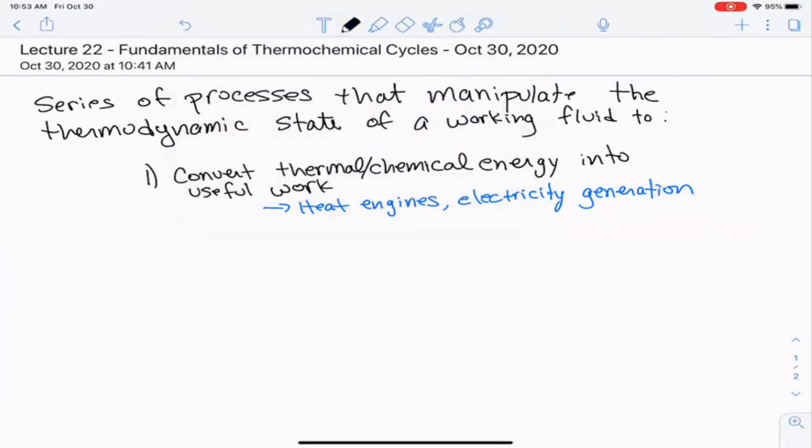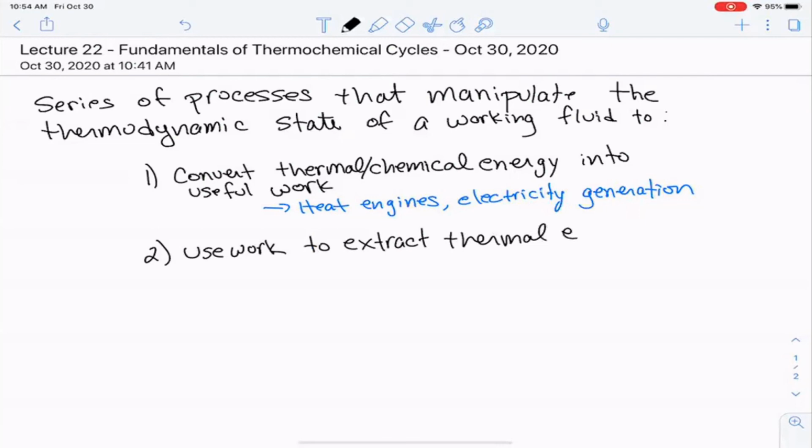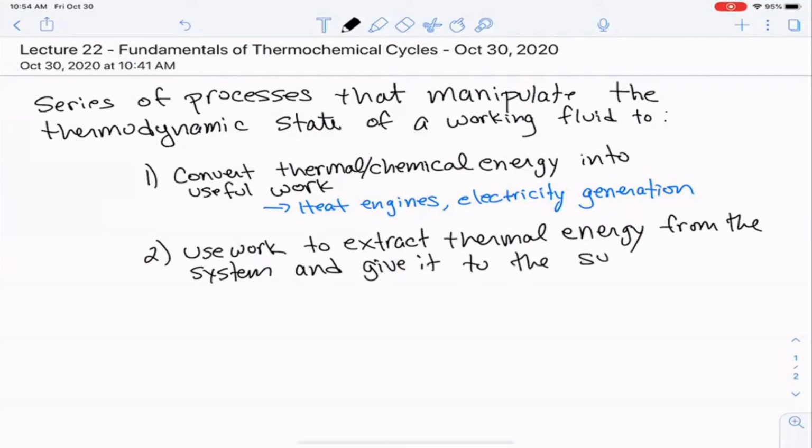The second thing that we can do, right? We either can convert thermal or chemical energy into work. The second thing is to use work to extract thermal energy, or expel thermal energy from the system and give it to the surroundings. And we have experience with those systems, right? They're things like refrigerators, air conditioners.